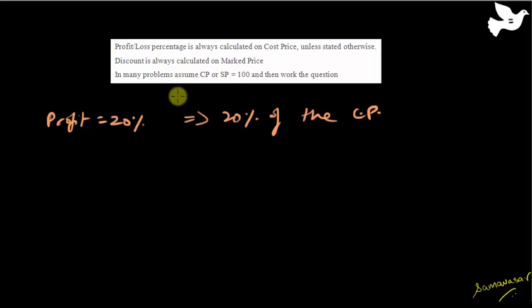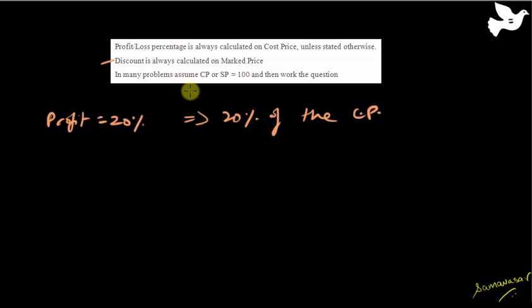Now discount is always calculated on the marked price. So in the previous example, I told you that whenever you're given the marked price, you'll be given a discount percentage. So you can calculate the selling price by calculating the discount over the marked price.